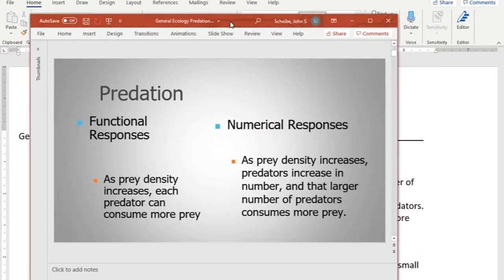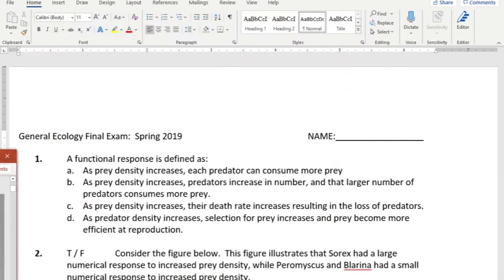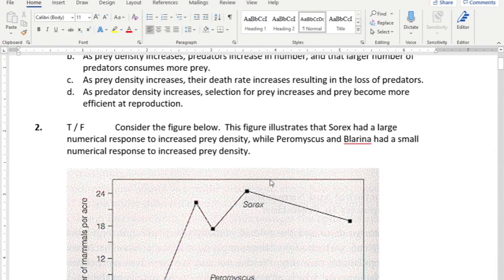If you go to the lecture on predation, there we have it. There's that slide. A functional response is defined as: as prey density increases, each predator can consume more prey, versus a numerical response: as prey density increases, predators increase in number, and that larger number of predators consumes more prey. So here a functional response is as prey density increases, each predator can consume more prey. That is the correct answer. Question number one, the correct answer is A.